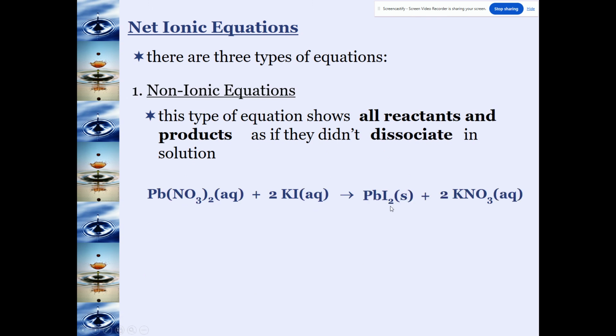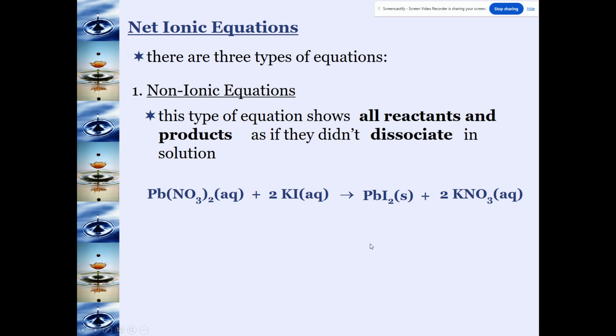Okay? Notice how the products, from what I wrote versus here, they switch the 2 products. That's fine. It doesn't matter the order you write the products in. Same with the reactants. I could switch the first 2 reactants. Okay? So that is step 1 to writing a net ionic equation. You are writing the non-ionic equation.